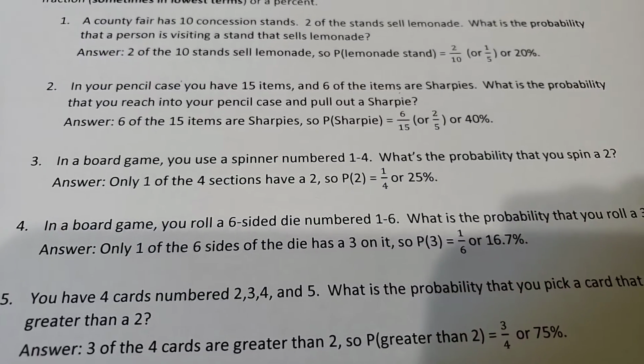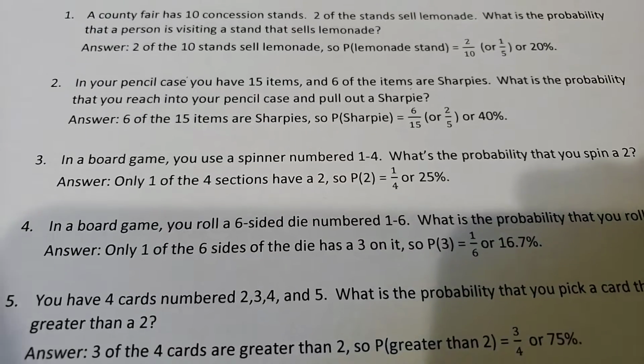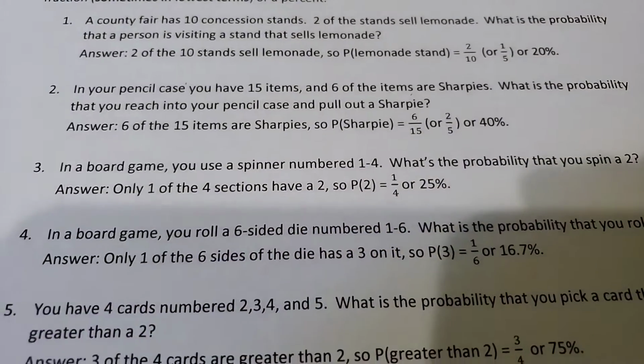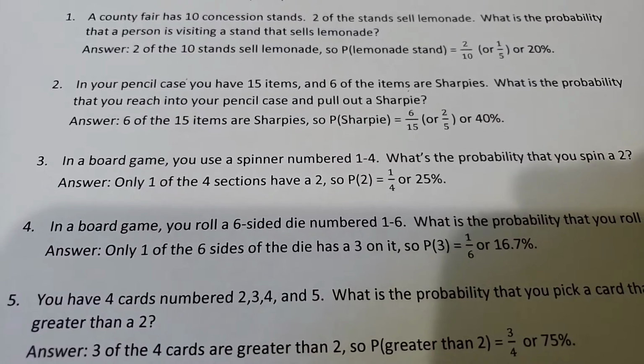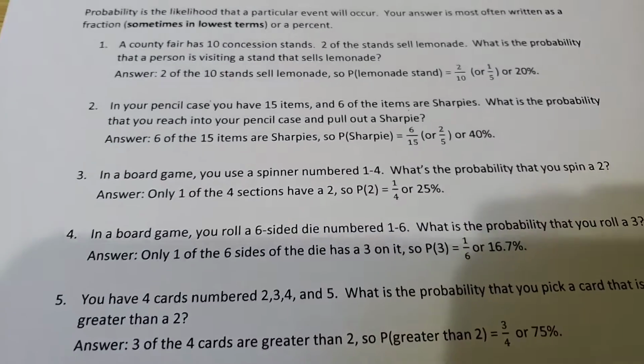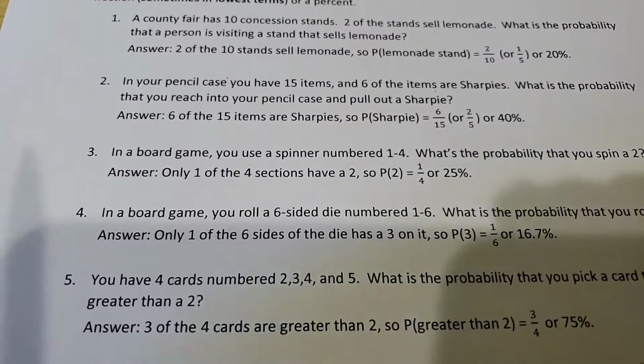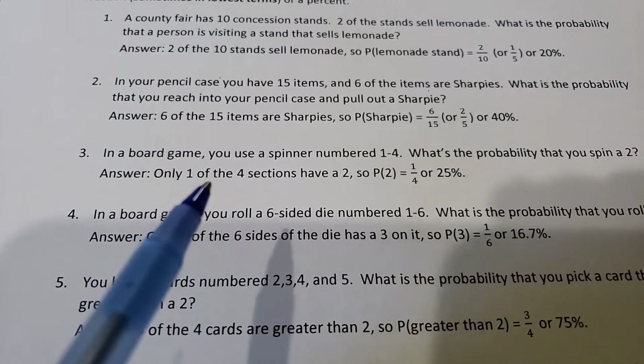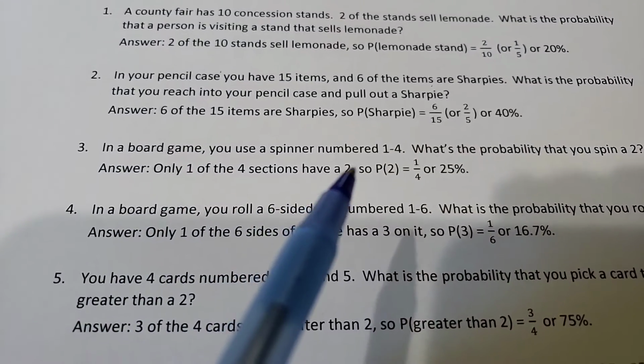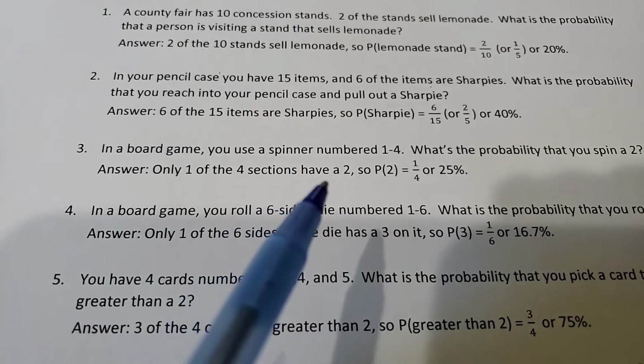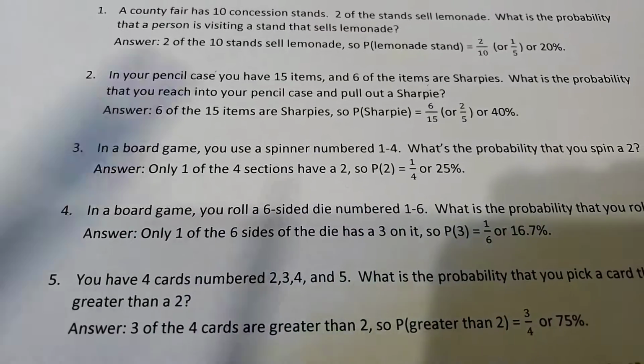Number 3: in a board game, you use a spinner numbered 1 through 4, as long as you flick with your fingers like you remember from board games. What's the probability that you get a 2? Well, only 1 out of those 4 sections has a 2, because they're numbered 1, 2, 3, and 4. So the probability of getting a 2 is 1 out of 4, or 25%.